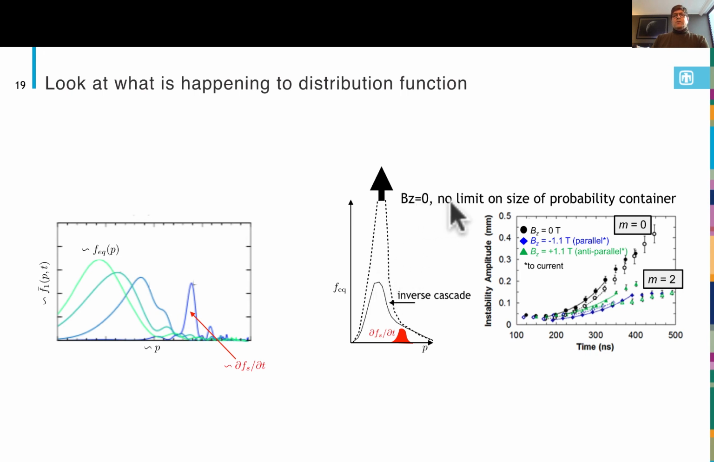But when Bz equals 0, there is no limit to the entropy. It can grow without bound. It has an infinitely large probability container, so it keeps growing. But with finite Bz, the axial field, it limits the amount of probability in this container. It goes up to a finite level and then levels off. You can also see it here, where I've flipped things so that you can compare what was seen in this case to this.